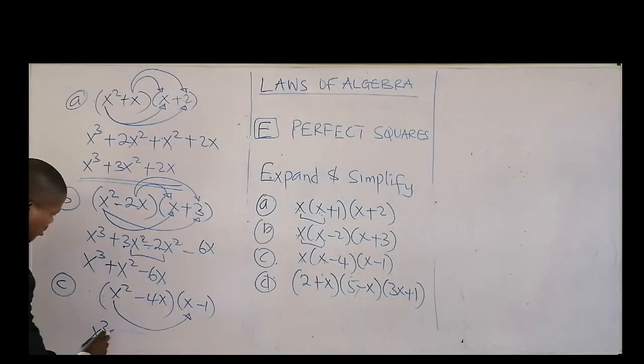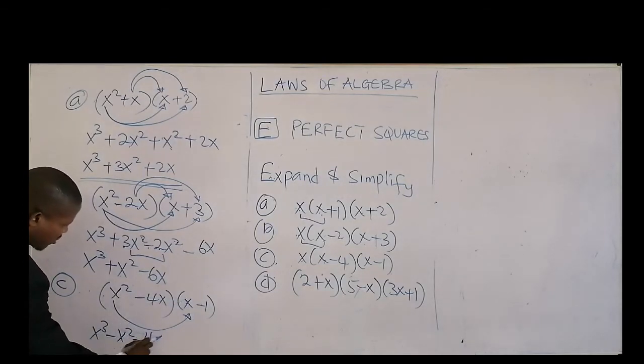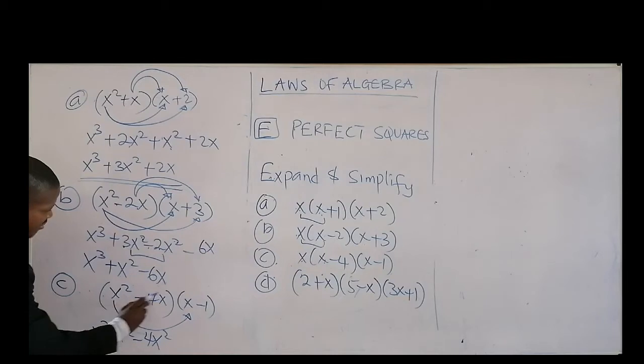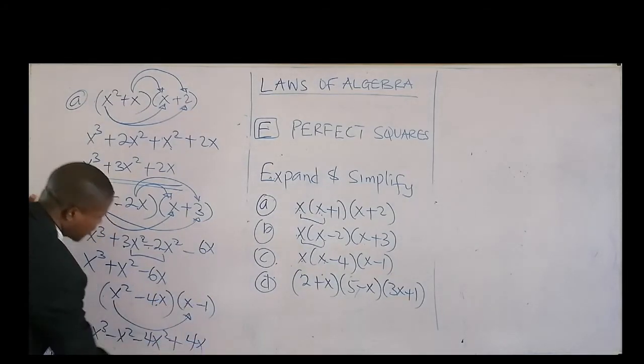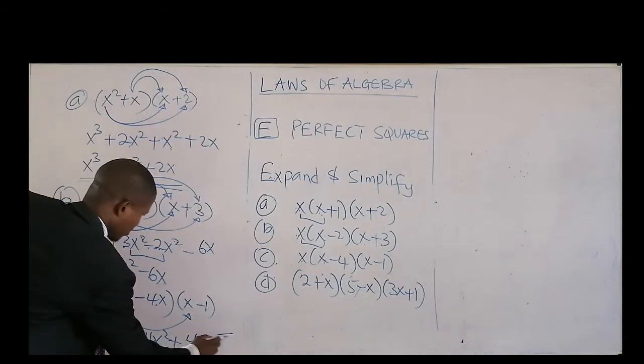This one times this one, minus x squared. This one times this one, minus 4x squared. Minus times minus, that's plus. 4x times 1, that's 4x. So the final answer will be what?